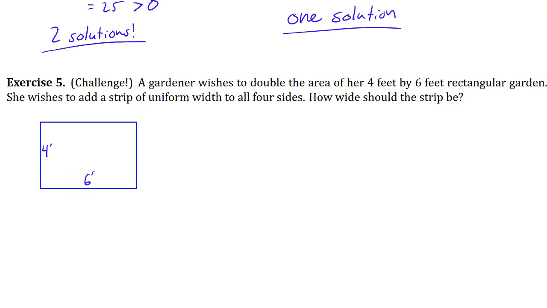And then the strip of uniform width would mean another bit where this is the same width all around. And I didn't draw it quite with uniform width, but we're close. So this distance all the way around, we're going to pretend it's the same.